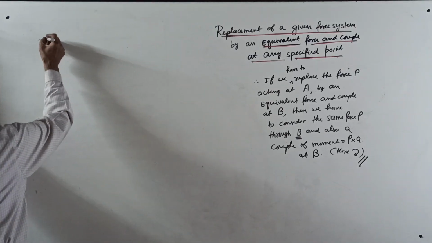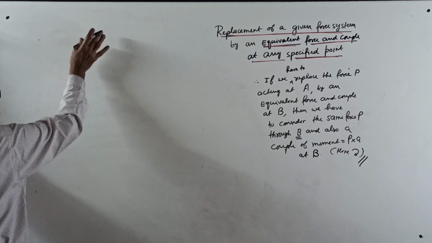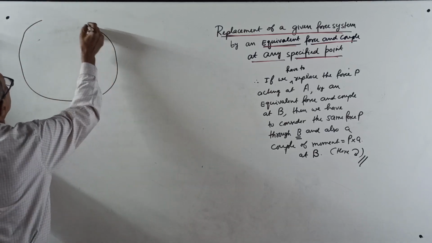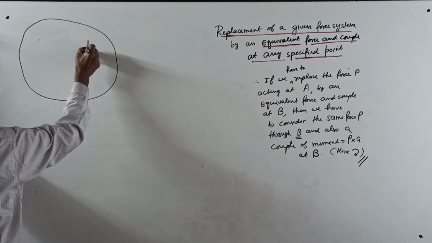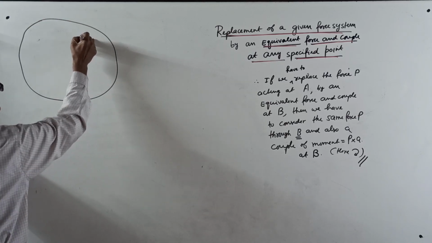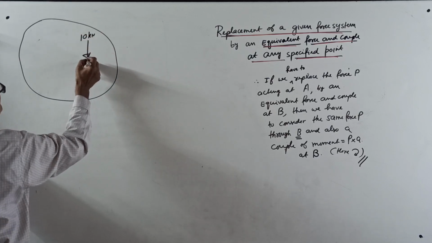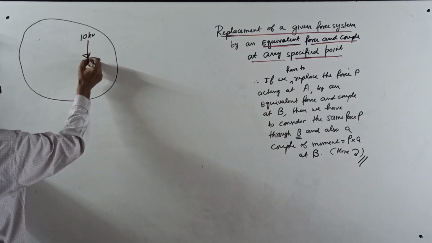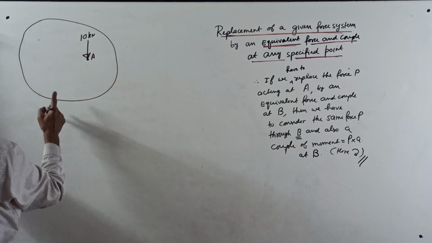Imagine there is some rigid body. I want to show a rigid body. Okay, this is a rigid body. A force of 10 kilonewton is acting here through a point. You write here: consider a force of 10 kilonewton acting through a point A on a rigid body.